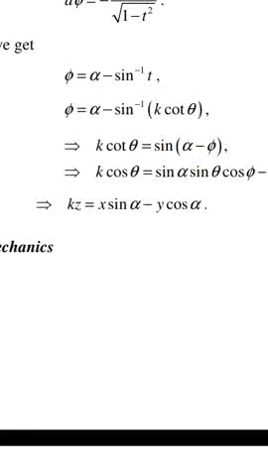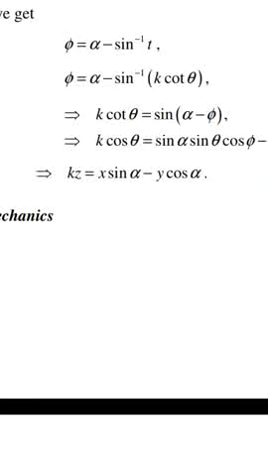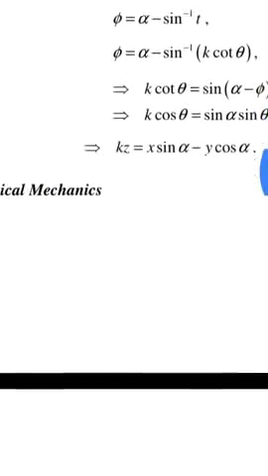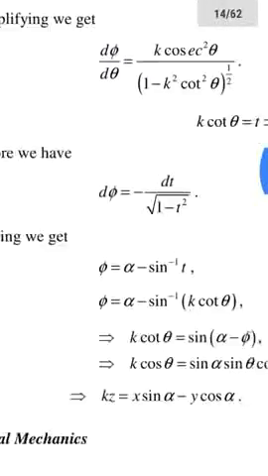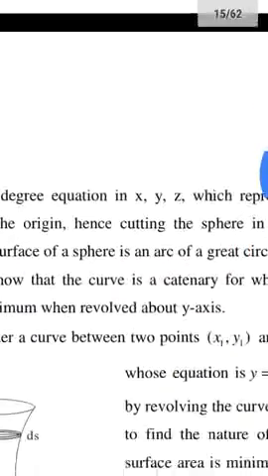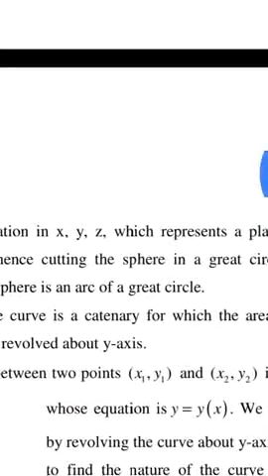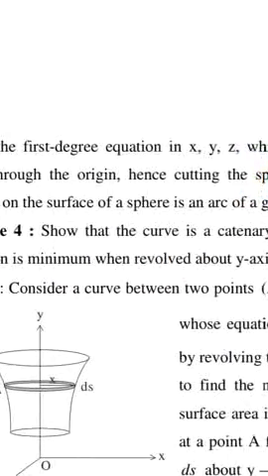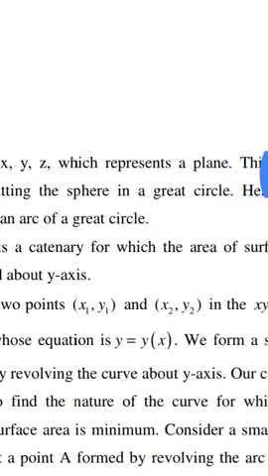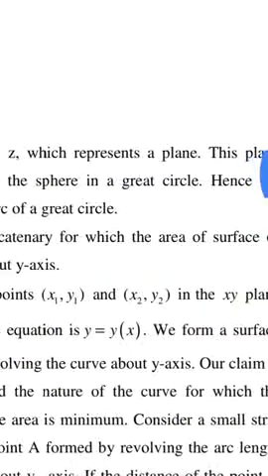Therefore sin⁻¹(k cot θ) = α − φ, and since sine is an odd function, sin(α − φ) = k cot θ. Then k cos θ = sin α sin θ cos φ − cos α sin θ sin φ. Therefore kz = x sin α − y cos α. This is an arc of a great circle. This is a first degree equation in x, y, z, which represents a plane.